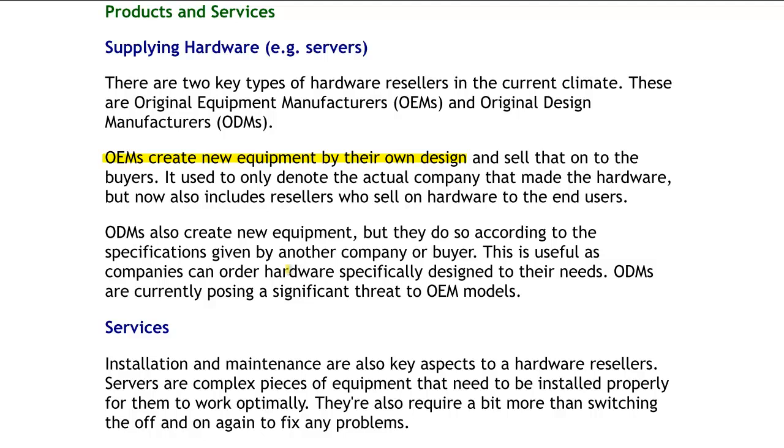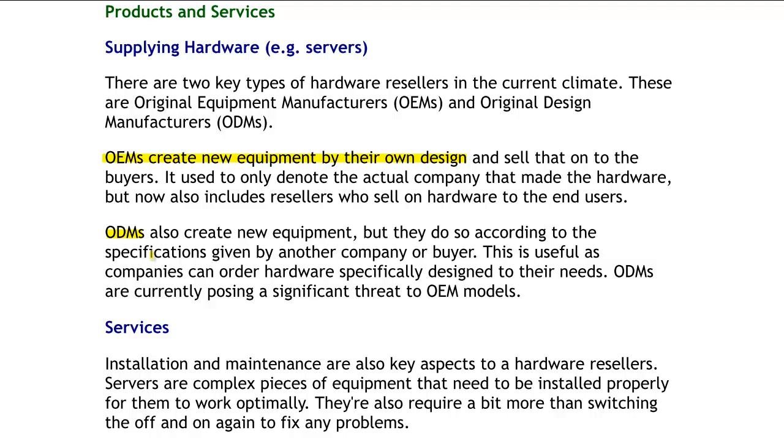So, an end user or a consumer might approach this company and say, we need new IT hardware. An OEM would say okay, they would look at what that company does, and they would design software or hardware for that company to use.